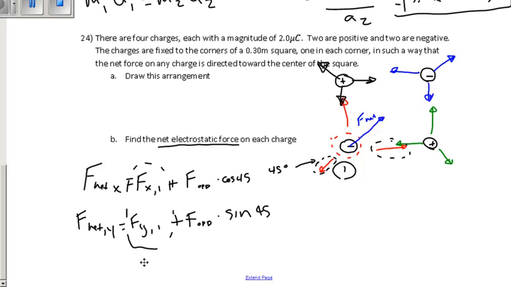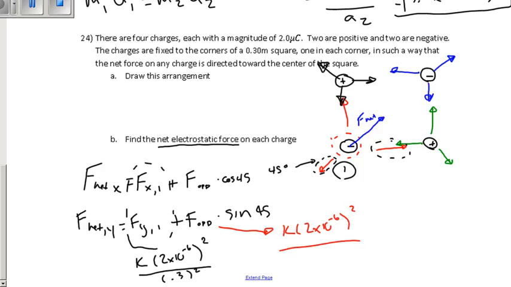So these two forces right here are going to be the same. They're going to be k times 2 times 10 to the negative 6th squared divided by our distance squared, so 0.3 squared. This one here, our F opposite, is going to be the one that's slightly different. It's going to be k times, again, same charges, 2 times 10 to the negative 6th squared, but then we have a right triangle. This is 0.3 meters, this is 0.3 meters, this is 0.3 meters times root 2. So our distance in between is 0.3 times root 2 squared, which is going to be equal to 2 times 0.3 squared.